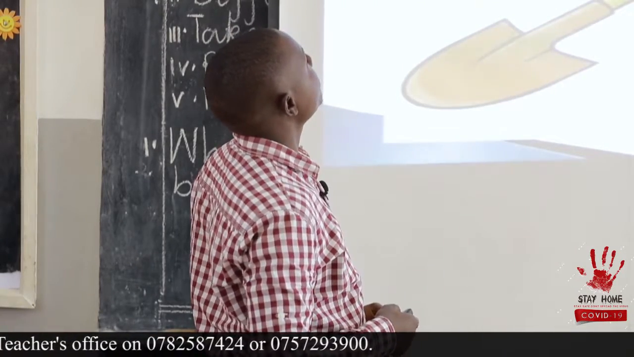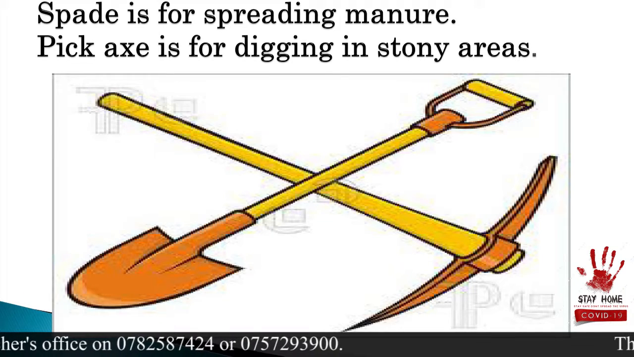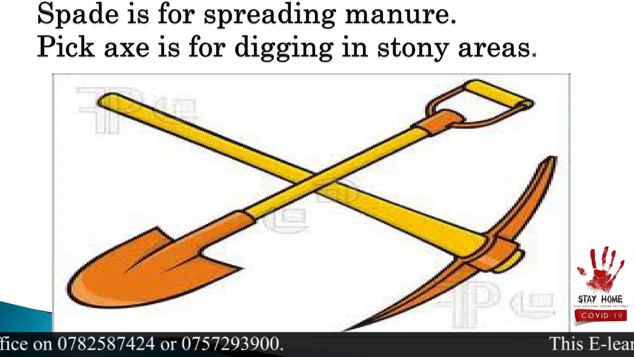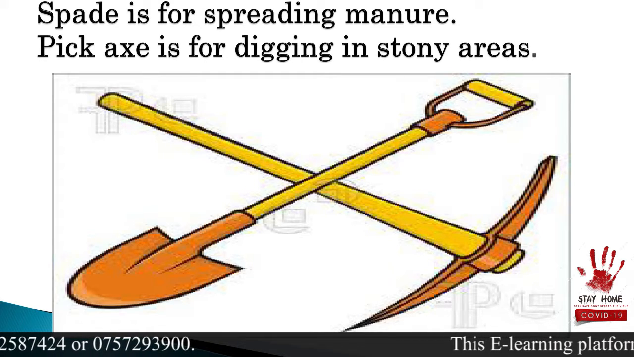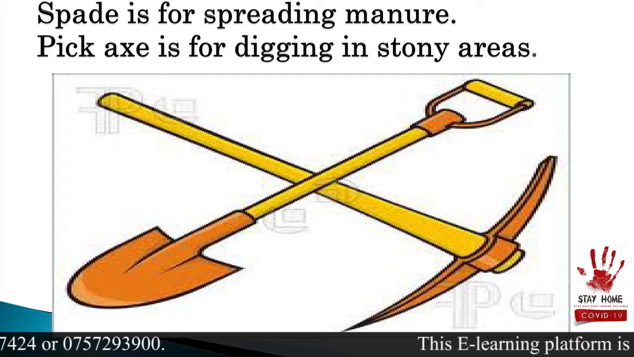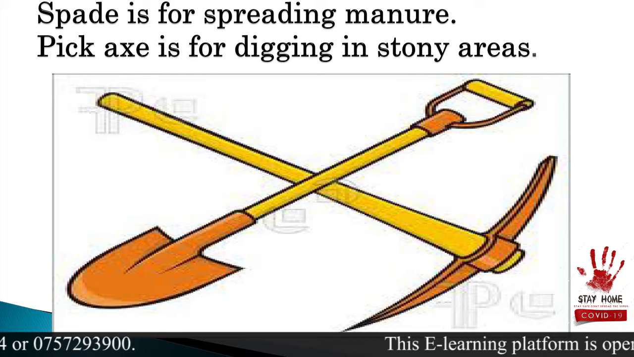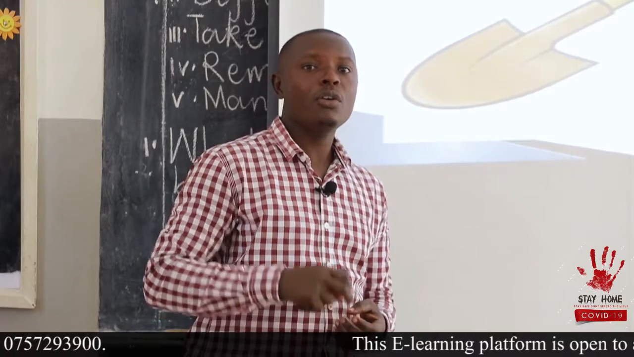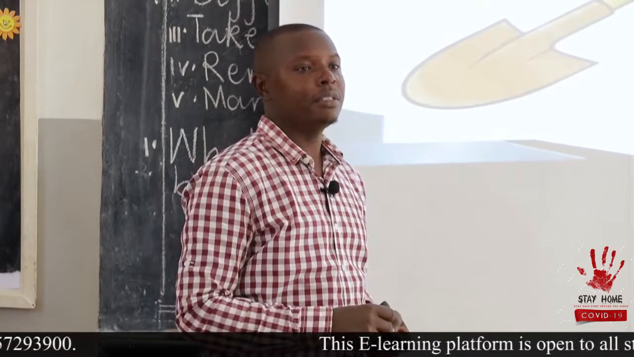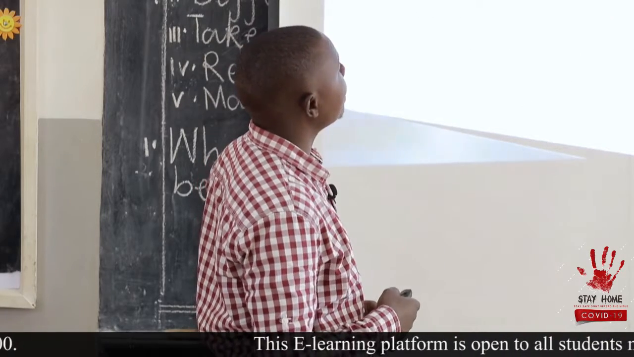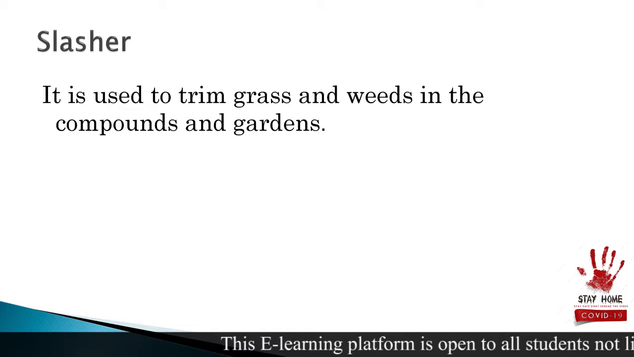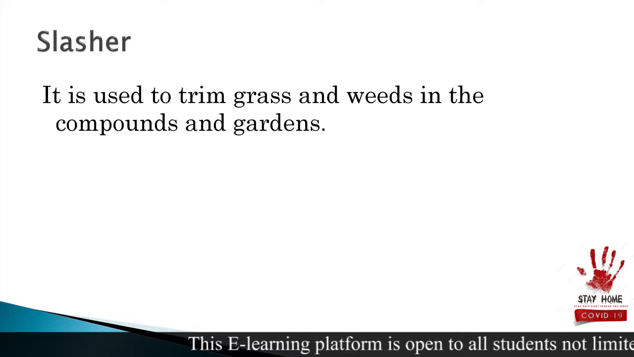Then we have a spade and a pickaxe. They are together. This is a spade and this one is a pickaxe. Now, a spade is used for spreading manure in the garden. Then a pickaxe is used for digging in stony areas or hard rocky places. Okay? And another one is a slasher that is used for trimming grass and weeds in the compound and the gardens.